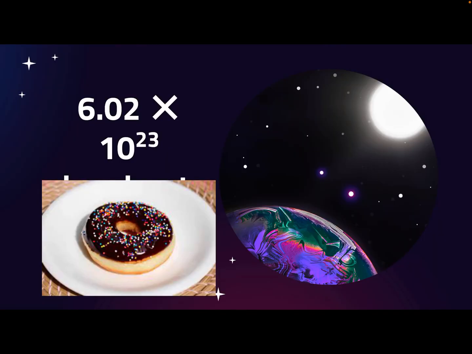It's kind of an insane number to think about, right? So let's say you had 6.02 times 10 to the 23rd donuts. I want you to pause and think about how much space you think this would take up.